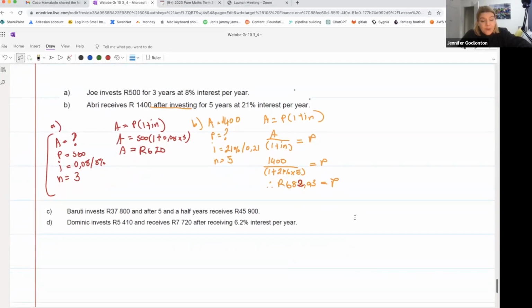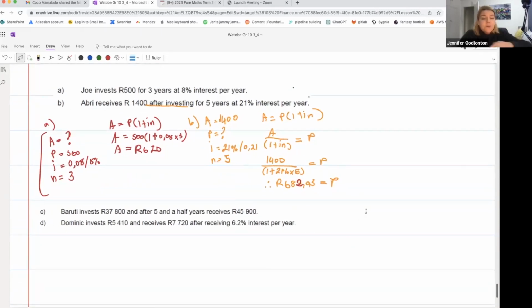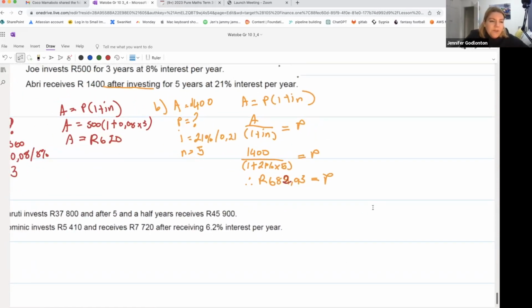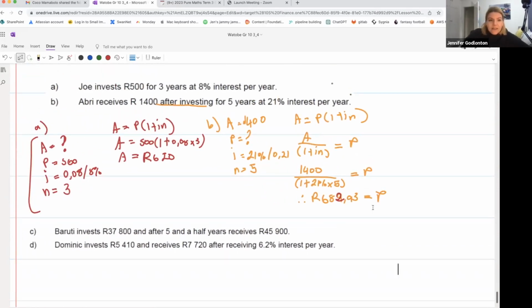How can you tell the difference between A and P? P is what you start with and A is what you end with. So if they use words like in B, after investing, as in after I've invested the money, so when I already have interest added, that's how we know it's A.